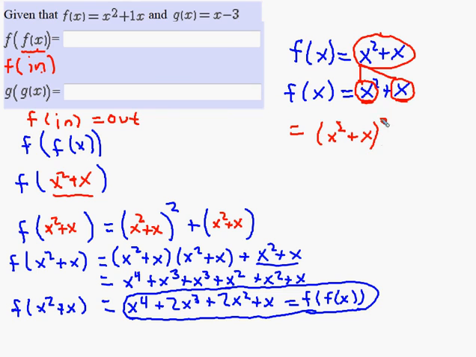So basically I substituted this into the first x value, x squared plus x, squared, plus, but I haven't substituted this into this x yet. So we're just adding x, but remember we're substituting x with all this junk. So you have x squared plus x.